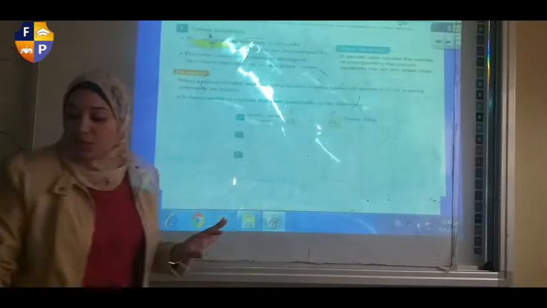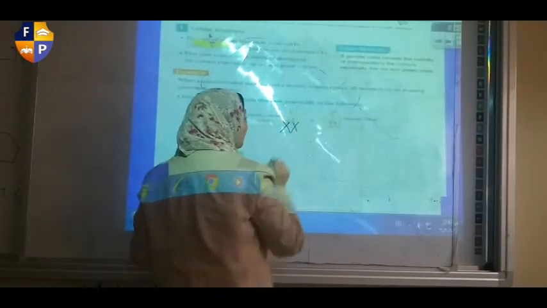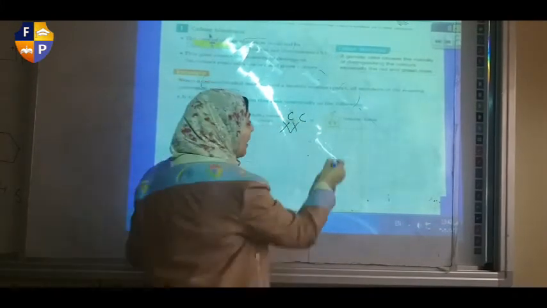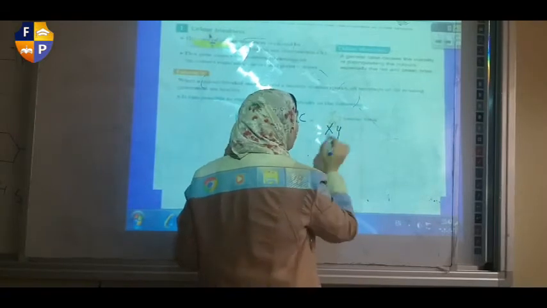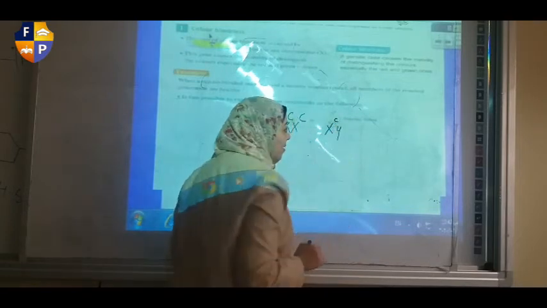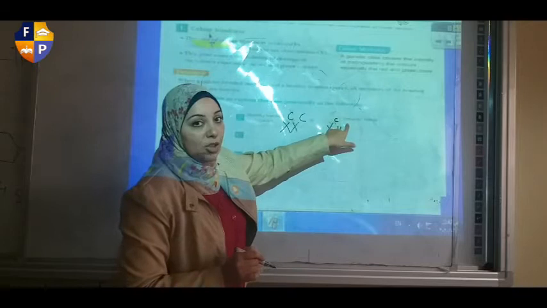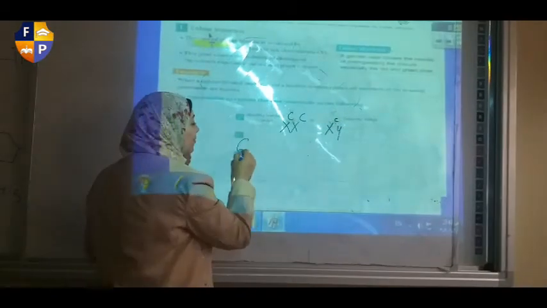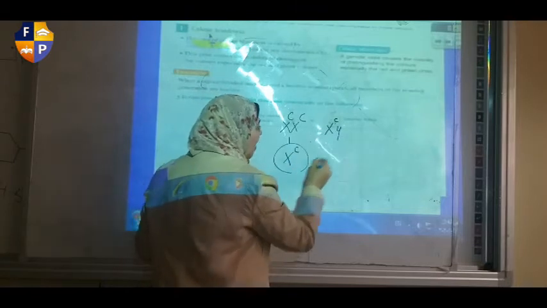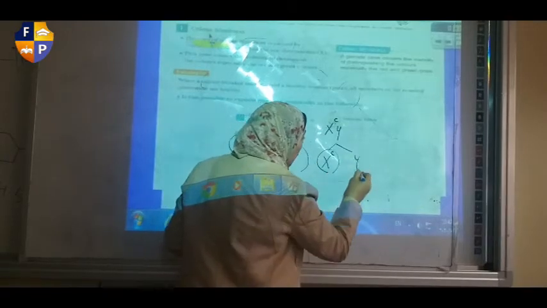Now, when crossing takes place between a healthy female, which carries XC XC chromosomes, and a male who suffers from color blindness, which carries a recessive chromosome, Xc. Okay? Y doesn't carry any gene. The first step is the formation of gametes, which may be XC; the male will produce two gametes, Xc or Y.